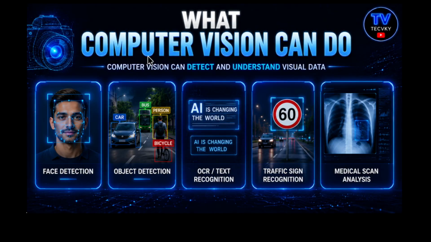Now we know what computer vision can do. So it can detect faces, it can recognize objects, it can read text from images, it can identify defects in products, it can track movements in video, identify traffic signs, and can do medical scan analysis. So all of these are the capabilities of computer vision. These capabilities allow machines to understand visual information similarly to humans.